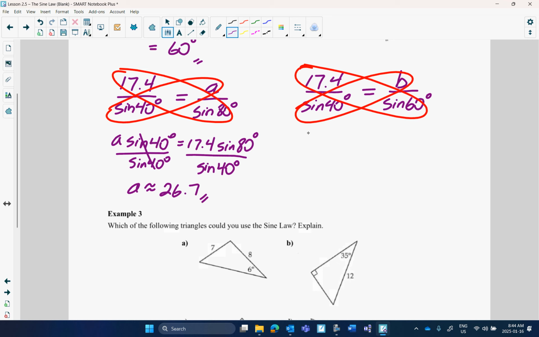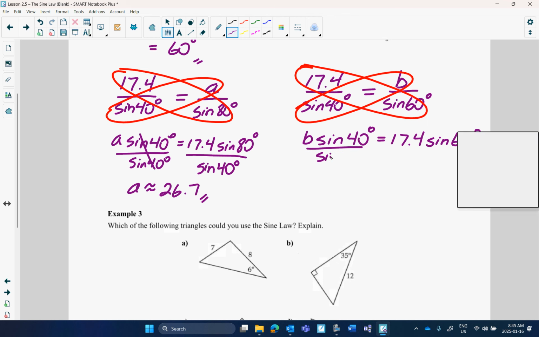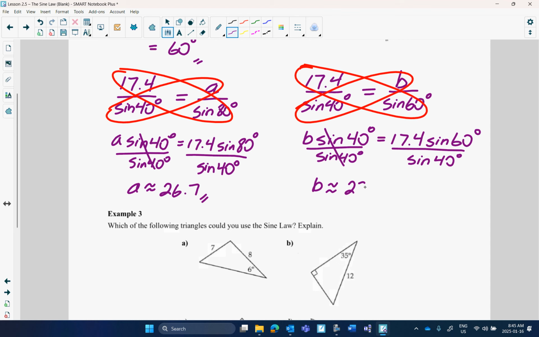And now I'm going to cross multiply this equation. Divide both sides by sine 40 again to get b by itself. So this time on b, we're going to do 17.4 times the sine of 60 divided by sine 40. And that's going to give us approximately 23.4.